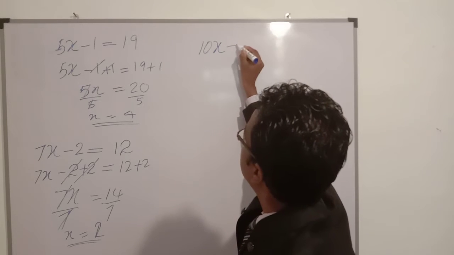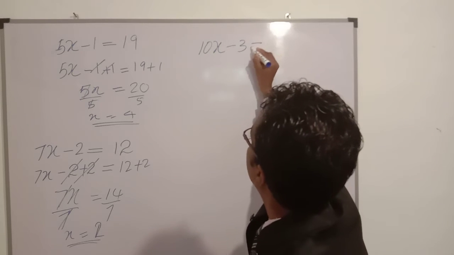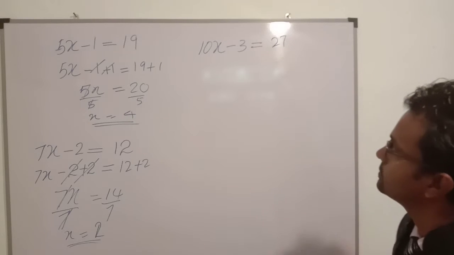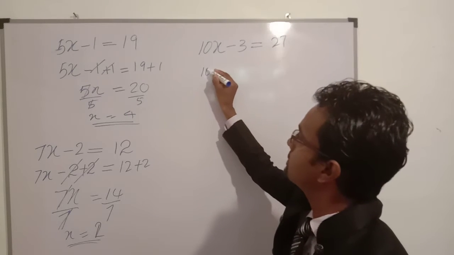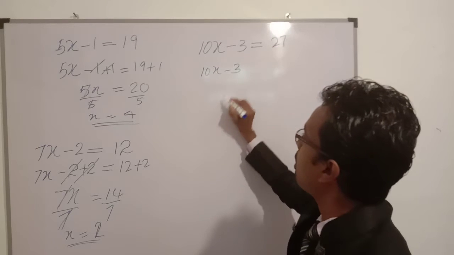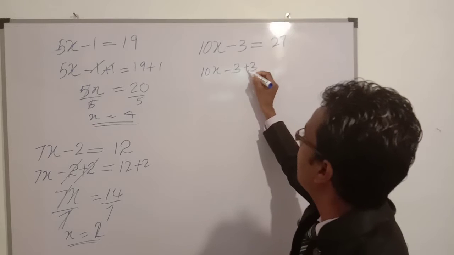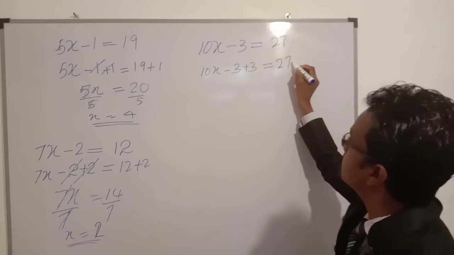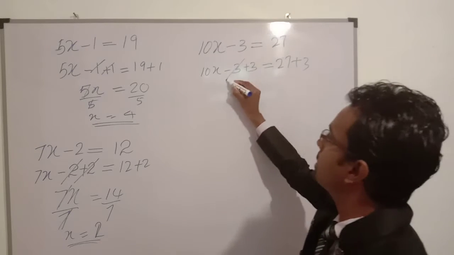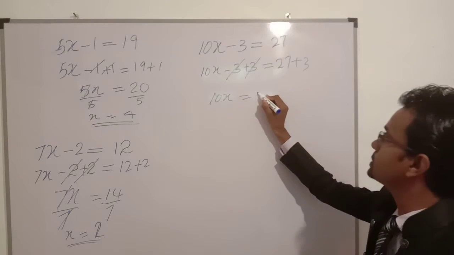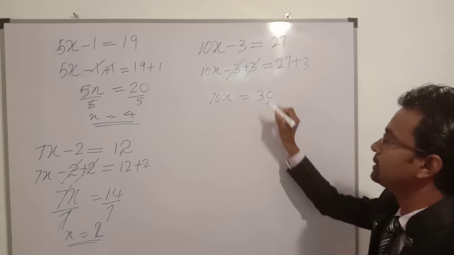10x minus 3 equals 27. Let's solve. 10x minus 3. The opposite value of this constant, minus 3, is plus 3. Add the same value to the other side, plus 3. Minus 3 plus 3 cancel out. 10x remains. It equals 27 plus 3, 30.